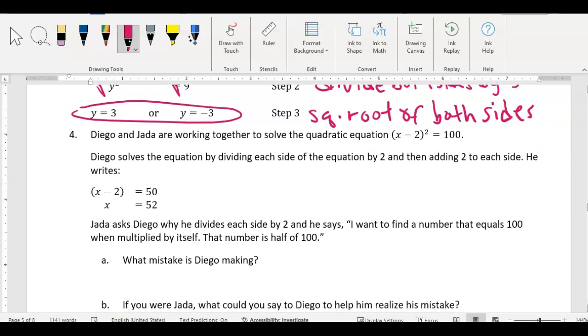Diego and Jada are working together to solve this quadratic. Diego solves the equation by dividing each side by 2 and then adding 2 to each side. He writes x minus 2 equals 50 and then x equals 52.